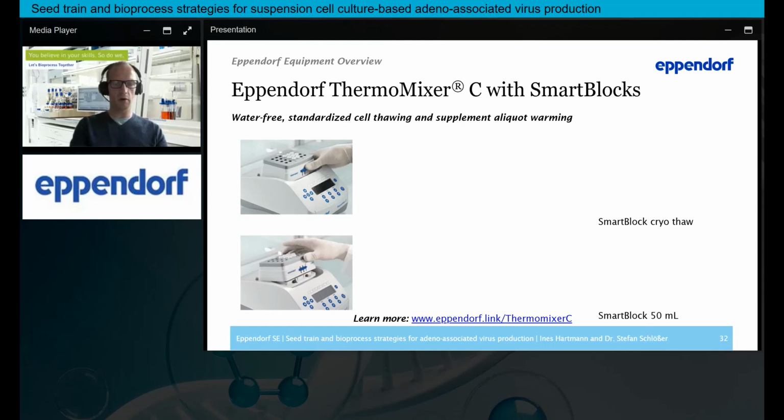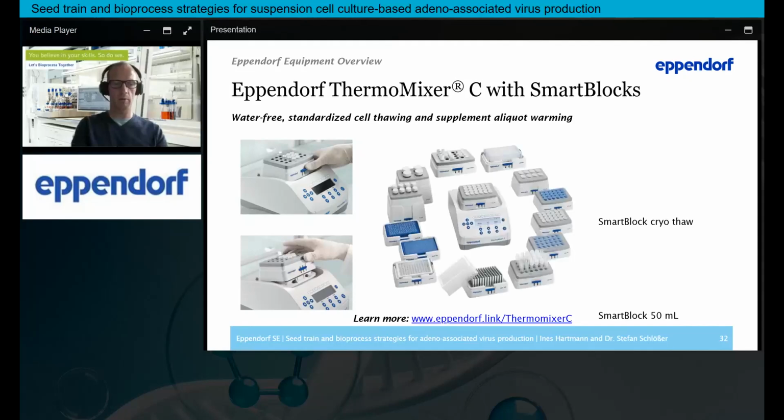The first product that you are probably familiar with is our Thermomixer C, because it's a very popular product from Eppendorf. It's available with a lot of smart blocks that you can attach to the device. So it's very easy. As you can see on the left side, you just push the little lever there, and you can exchange the blocks with different vessel types. The machine also recognizes which kind of block you have attached to the Thermomixer.